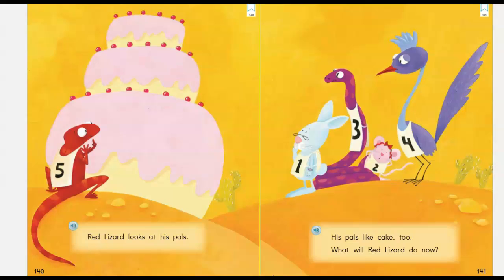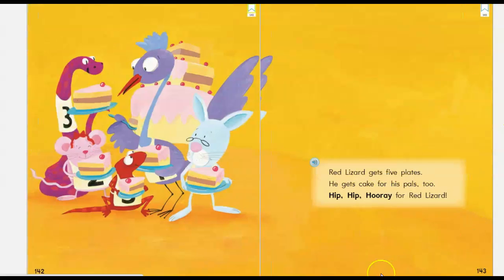What do you think Red Lizard will do next? He just won a whole cake to himself. His friends are feeling sad. What do you think Red Lizard might do? Let's see if you're right. Red Lizard gets 5 plates. He gets cake for his pals too. Hip hip hooray for Red Lizard.